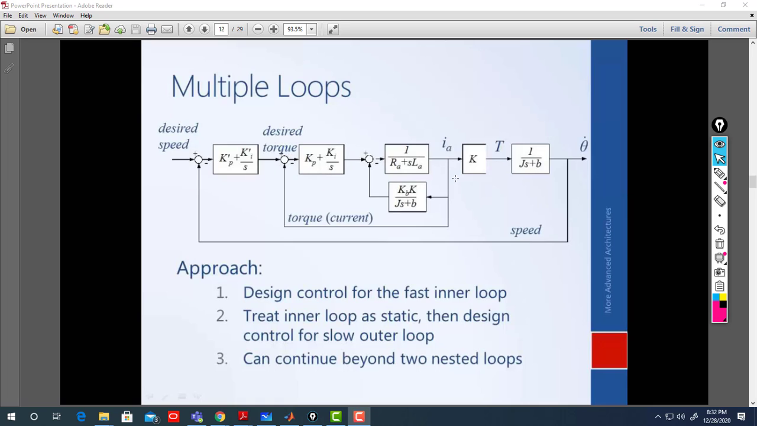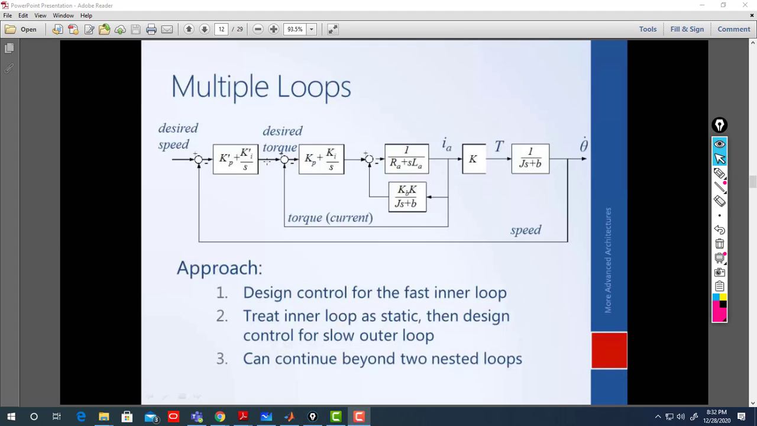So you have an inner loop. This is the plant for the inner loop. So it's torque current control. Here is the current control and here is the speed control. Here I have a controller to control the current, the inner loop, and in the outer loop I have a controller to control the speed.